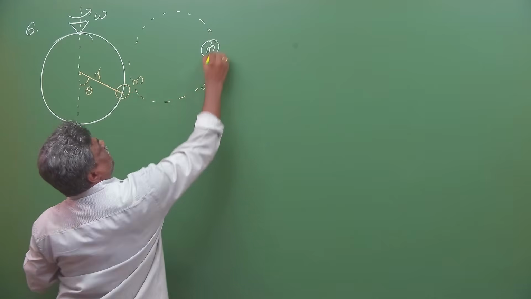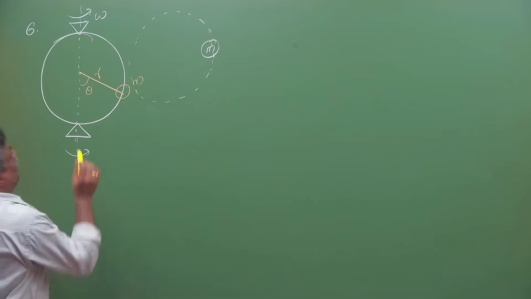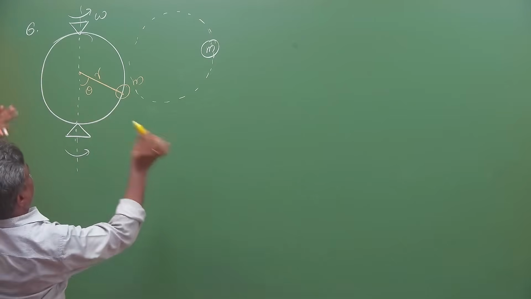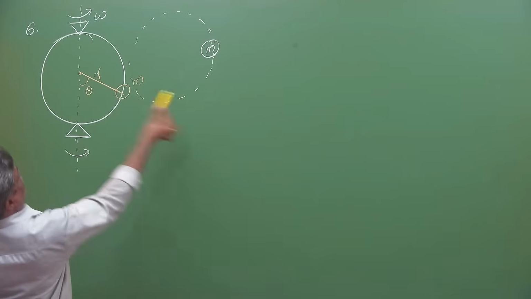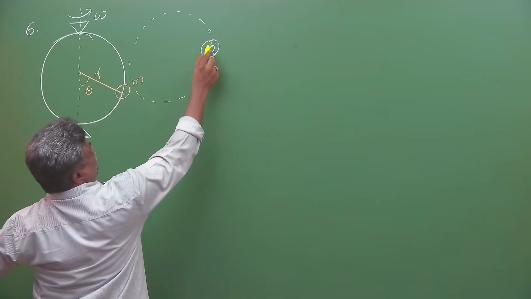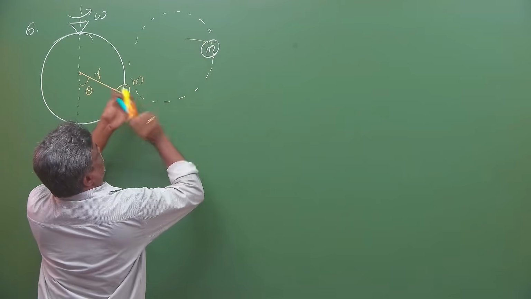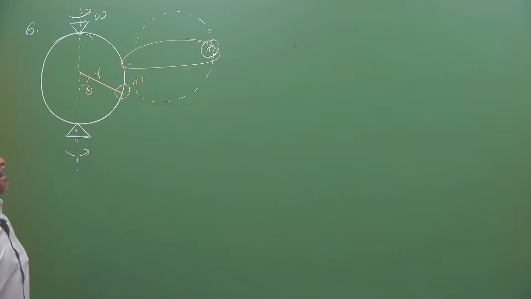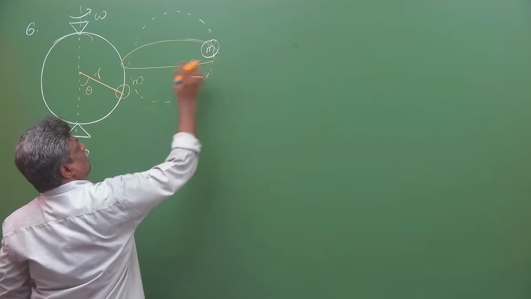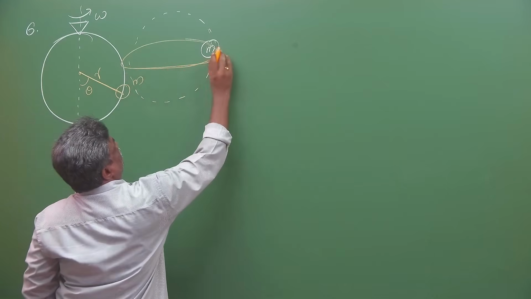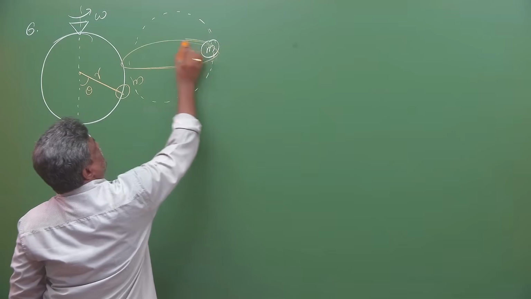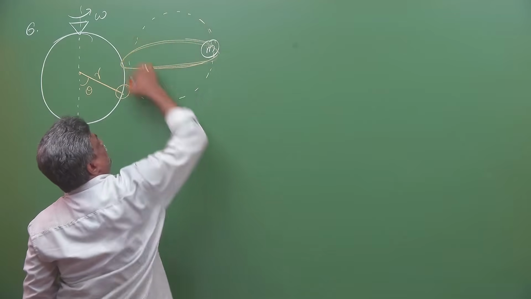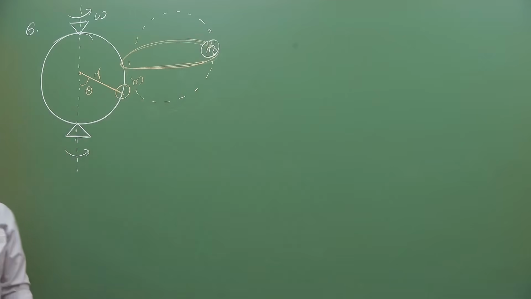In a circle like this. And the entire thing is rotating. That's why M is rotating like a horizontal circle also. That's it. If you draw these two circles, it's over. One circle in the horizontal plane, one circle in the vertical plane.